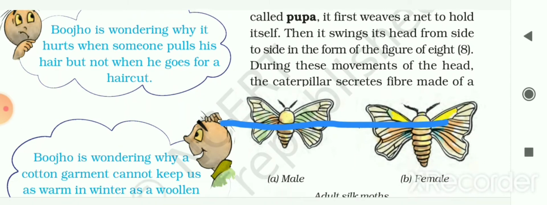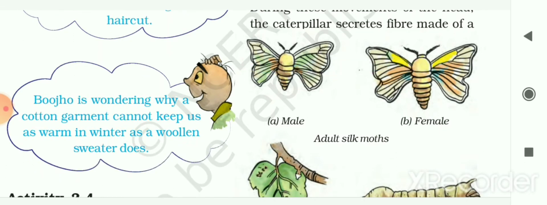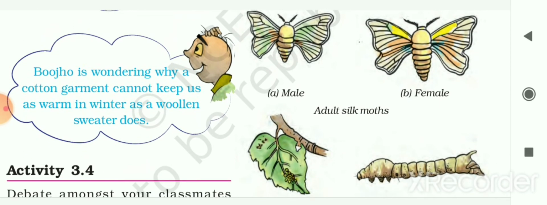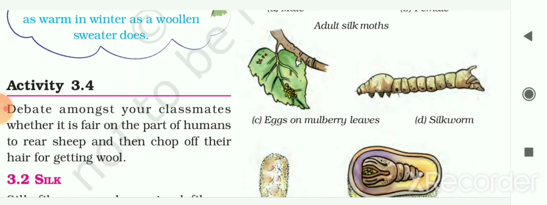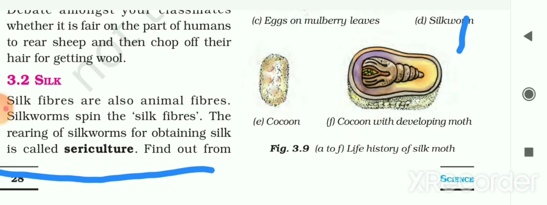Here in the picture, the male and female silk moth are shown to you. Then eggs on the mulberry leaves are shown, and the silkworm or caterpillar is also shown. Then this figure shows the cocoon, and here the cocoon with a developing moth inside it.